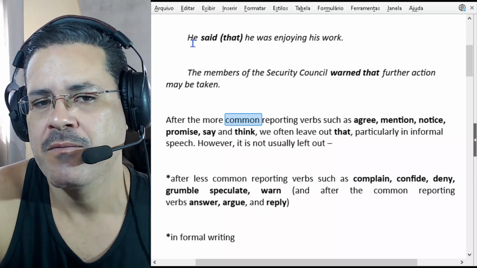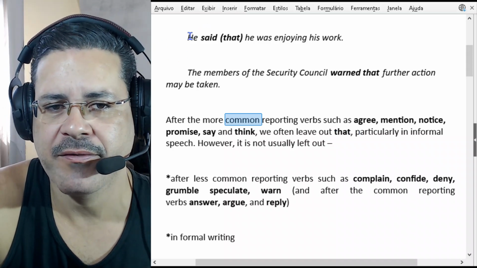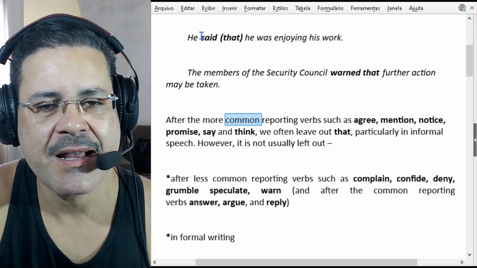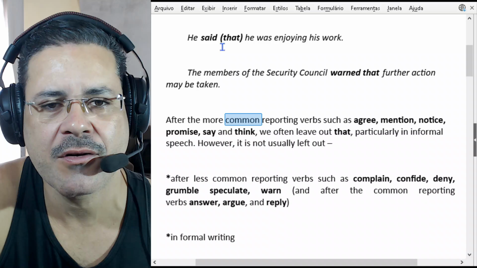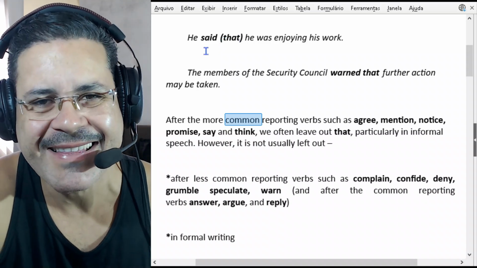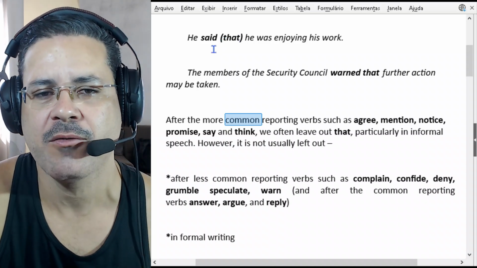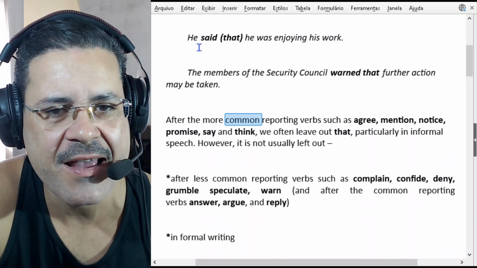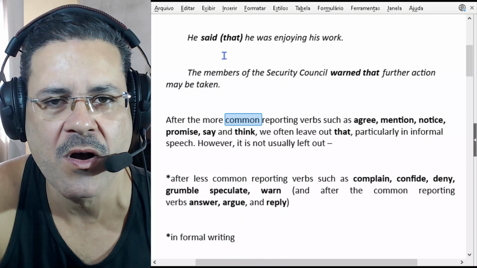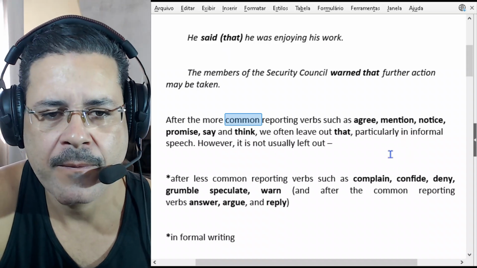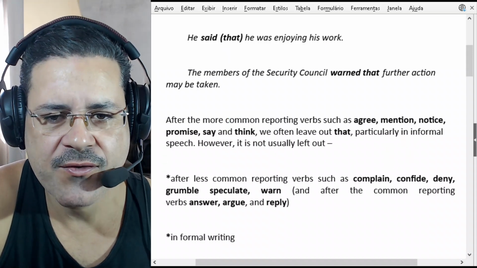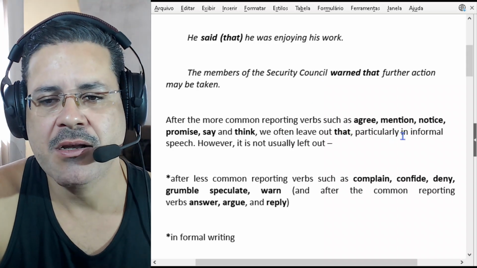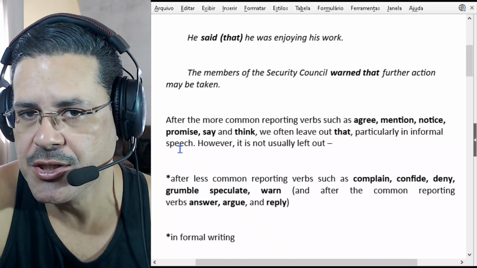For example, in the previous example, he said he was enjoying his work. You don't necessarily have to say he said that he was enjoying his work. You might just say he said he was enjoying his work. So with those verbs, we often leave out that, particularly in informal speech.